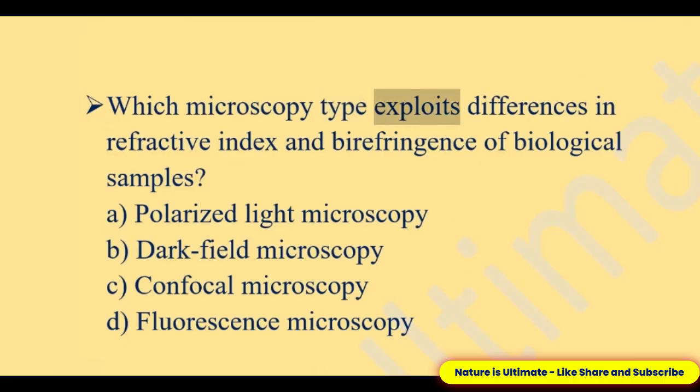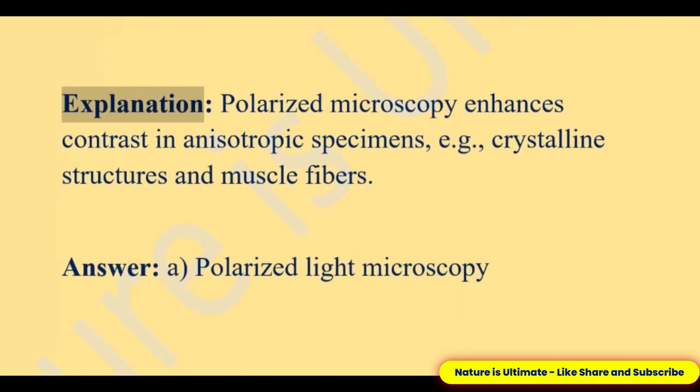Fluorescence emission. Which microscopy type exploits differences in refractive index and birefringence of biological samples? A. Polarized light microscopy. B. Dark field microscopy. C. Confocal microscopy. D. Fluorescence microscopy. Explanation: polarized microscopy enhances contrast in anisotropic specimens, for example crystalline structures and muscle fibers. Answer: A. Polarized light microscopy.